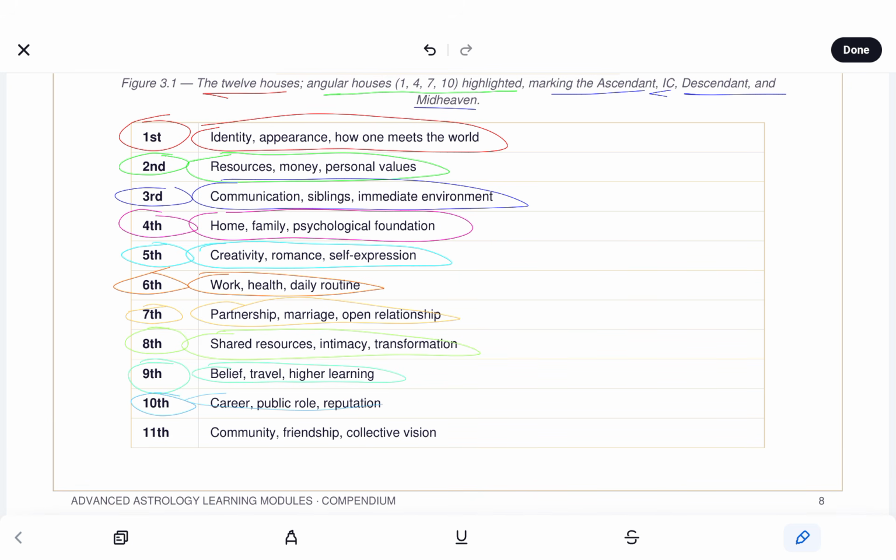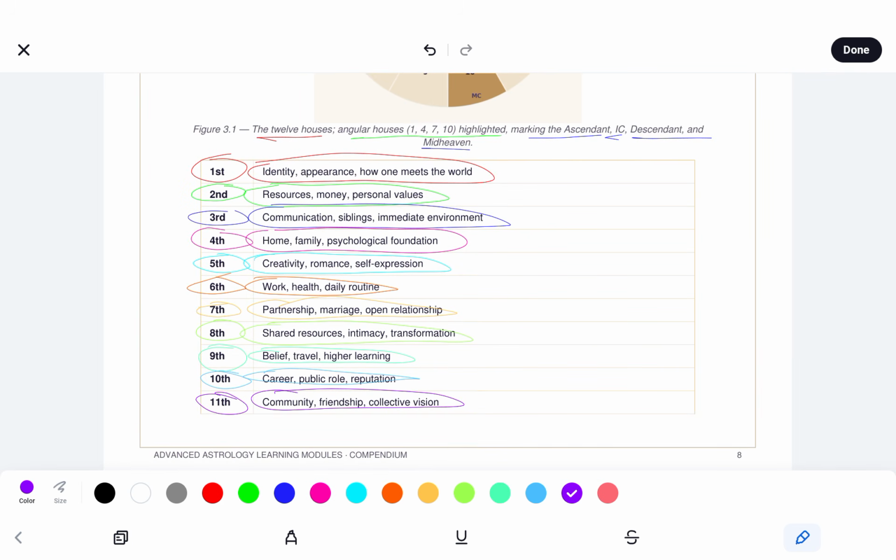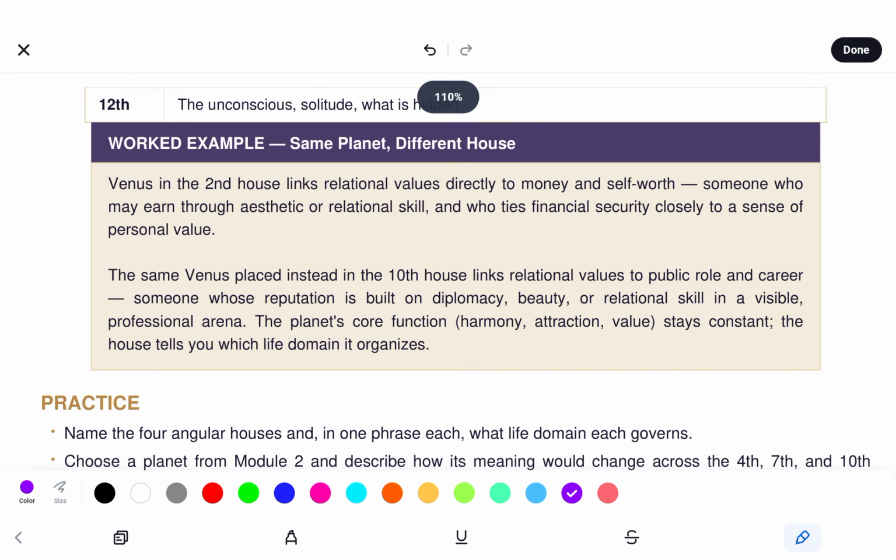The 10th house is career, public role and reputation. And the 11th house is community, friendship, collective vision. And the 12th house is, of course, the unconscious, solitude, what is hidden.